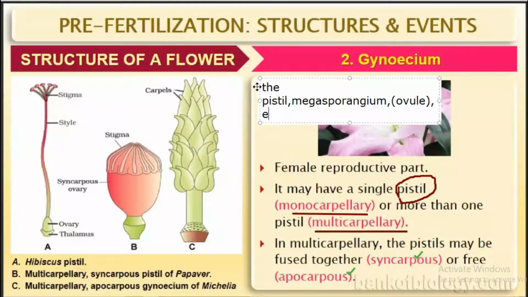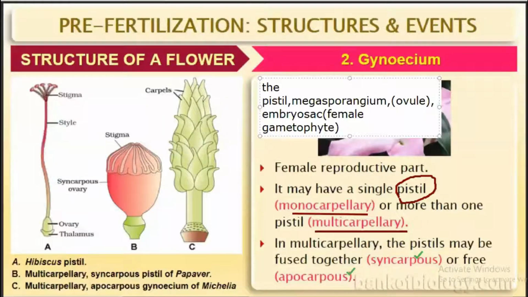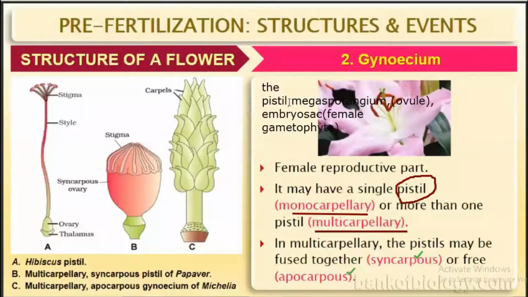Then embryo sac. What is it? Embryo sac. Actually, this embryo sac is otherwise known as female gametophyte. See, what are they? First one is pistil, megasporangium. It is otherwise known as ovule. Embryo sac is otherwise known as female gametophyte.